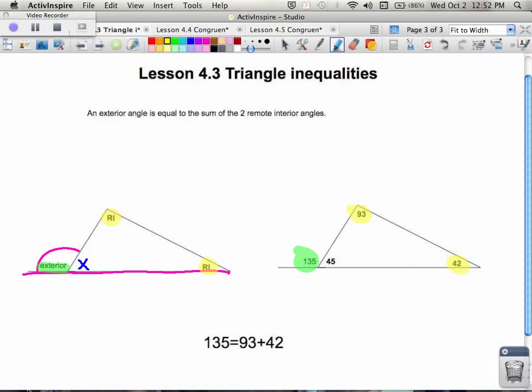The one that I didn't want was the one that was right next to the exterior angle, which was the 45-degree angle. That 45-degree angle is accurate in its measurement, but it's not the two remote interiors. So this slide is saying that the exterior angle of a triangle is equal to the sum, or in other words, the addition of the two remote interior angles. Down below, that's written down, 93 and 42 are the two remotes, and 135 is the exterior.